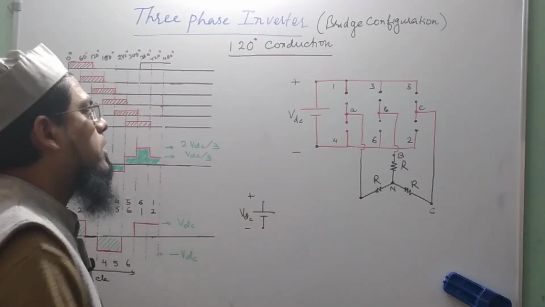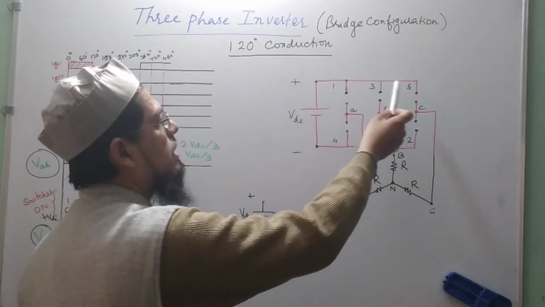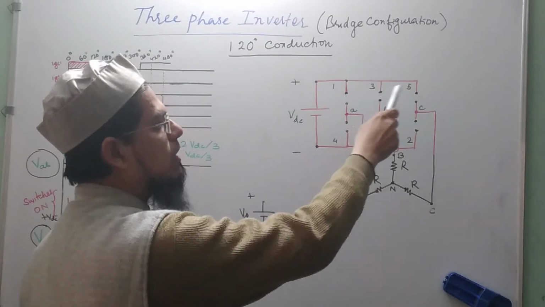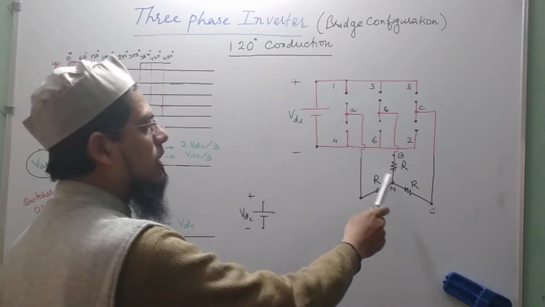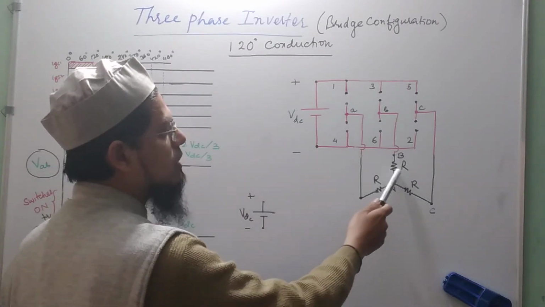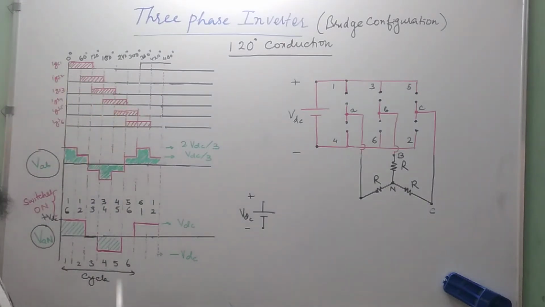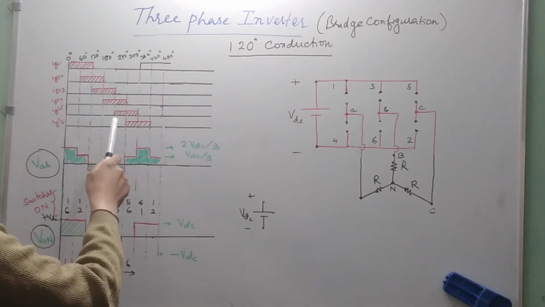So I have drawn the circuit for the three-phase inverter. 1, 3, 5, 4, 6, 2 are the switches. Right now they are all open, and I have connected a three-phase star connected load, and this load is balanced with each of the resistances equal to R. And here I have drawn the firing signal for the 6 switches.